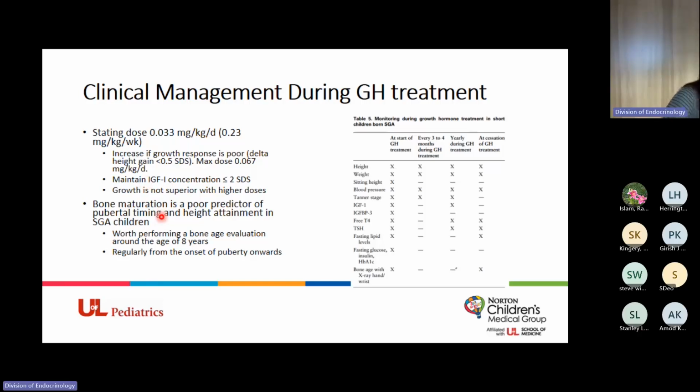Bone maturation is a poor predictor of timing of puberty and height prediction in kids that are SGA. So it's not recommended that we start getting bone ages early on, but typically around 8 or so, which is right before puberty, we should get a baseline. And then once they start with puberty, I think at least annually it's a good idea to get these bone ages. So this is their recommendation per the guidelines, a baseline, every 3 to 4 months, then every year during growth hormone treatment, and then what we want to do at the end.